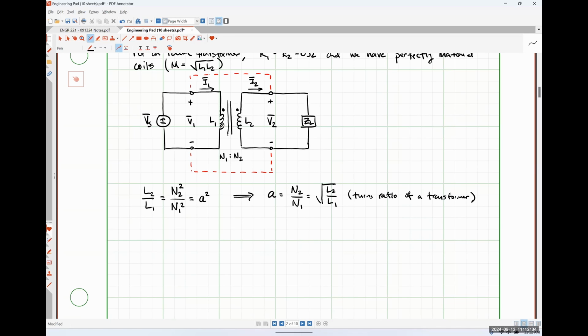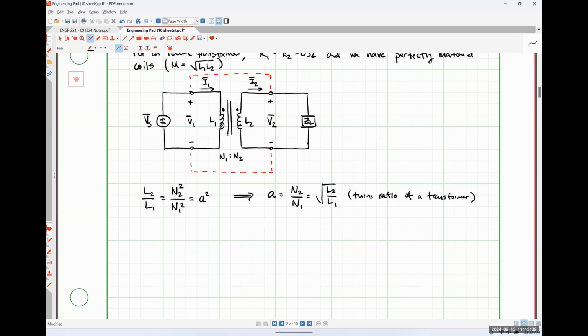We have just defined the turns ratio in this class to be the ratio of the number of turns in coil 2, our secondary, divided by the number of turns in coil 1, our primary. This is how all circuit analysis textbooks do it. That being said, in industry, for whatever reason, they do exactly the opposite. The turns ratio is defined as the number of turns in the primary over the number of turns in the secondary.